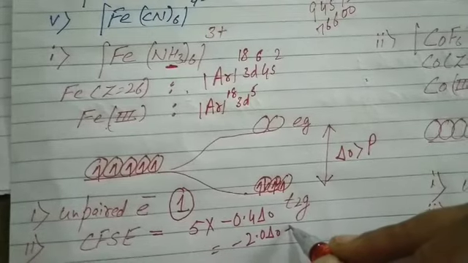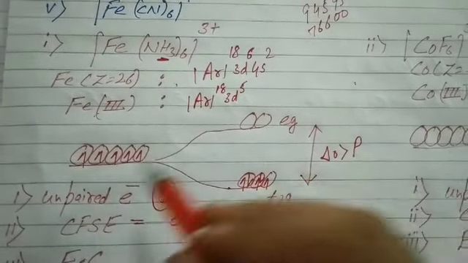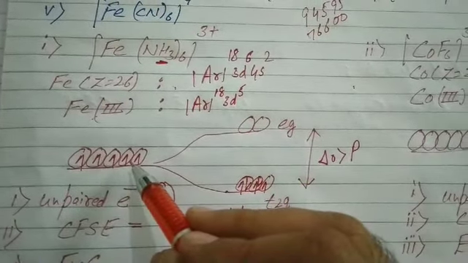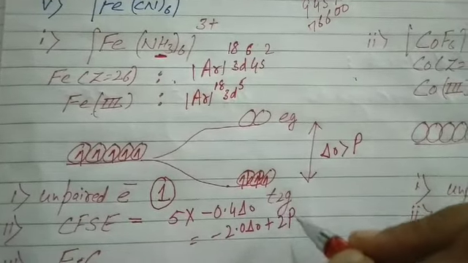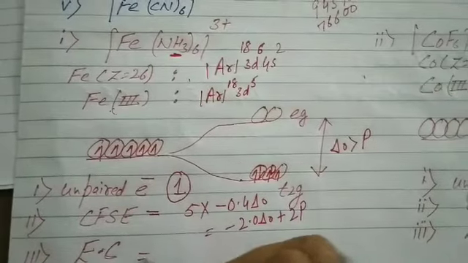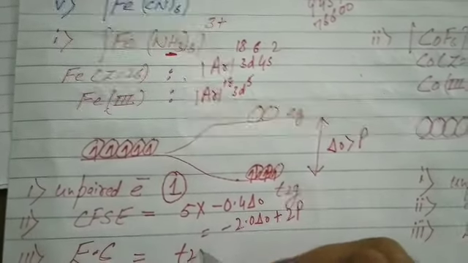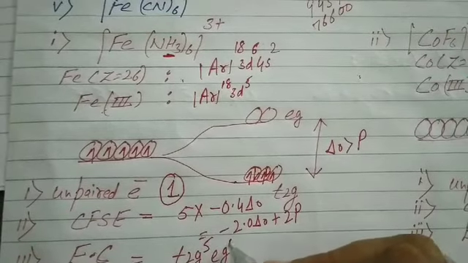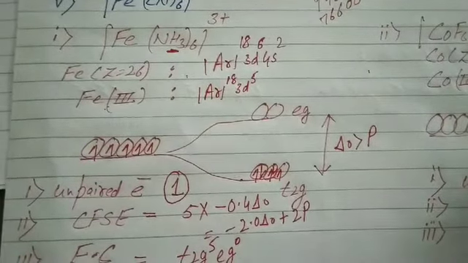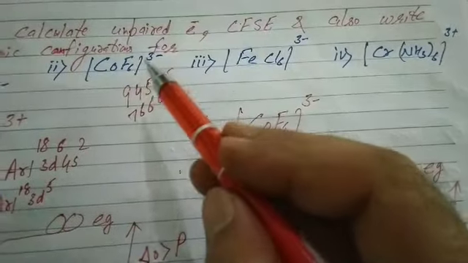Now please, it is a strong field ligand. How many extra sets are paired? No pairing in the absence of ligand, and 2 sets are paired in the presence of ligand. So I write 2P. Next, electronic configuration. Mention the energy levels and the electrons in them: t2g5 and eg0. That's very easy. Second, again I am going to do a weak field ligand.